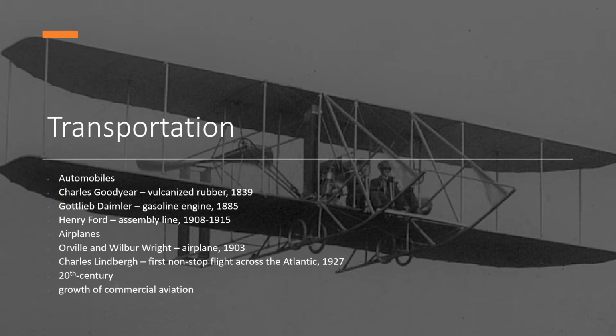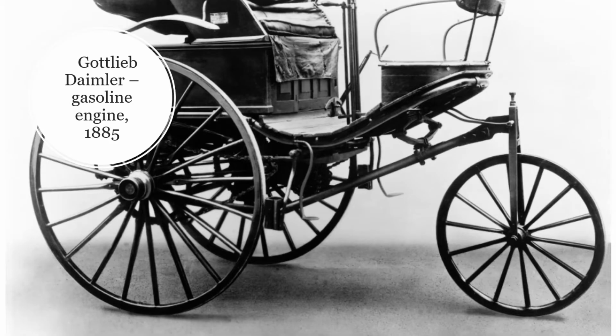In the Second Revolution, there were incredible advancements in transportation, especially in cars and airplanes. Charles Goodyear invented vulcanized rubber, Gottlieb Daimler the gasoline engine, Henry Ford the mass assembly line, and the Wright brothers the first airplane, with Charles Lindbergh making the first non-stop flight across the Atlantic. This would all lead to the growth of the commercial aviation industry that we now know in the 20th and early 21st centuries. What the gasoline engine car first looked like, it kind of looked like a horse carriage.